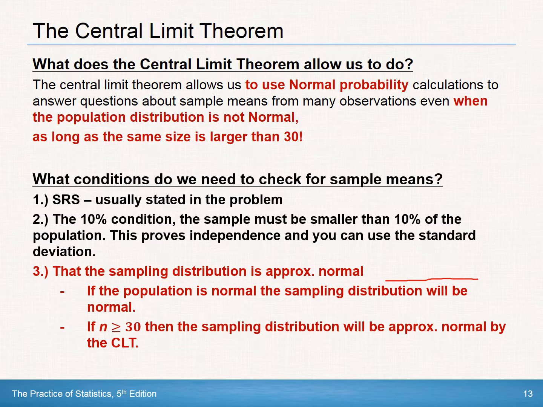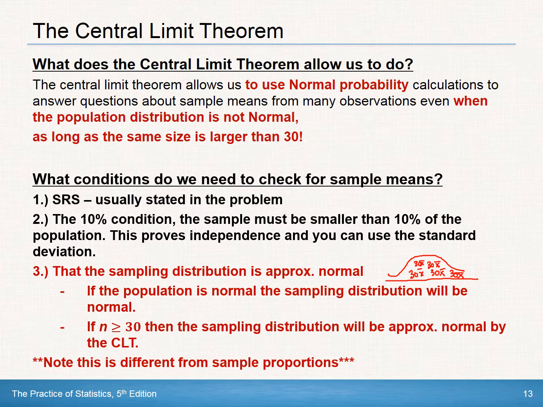Okay, so when I say greater than 30, that means I have a sample of size 30 and I found the mean, another sample of size 30 and I found the mean, and so on. So hopefully by now you guys are understanding the idea of sampling distributions.